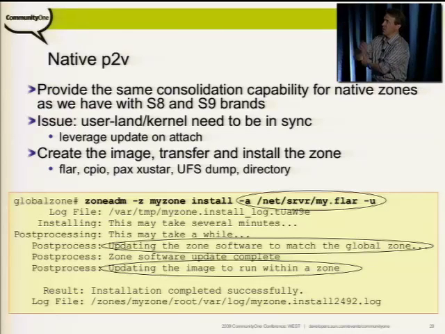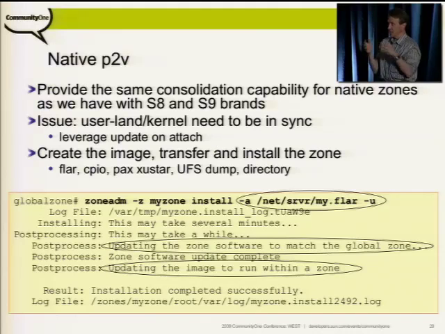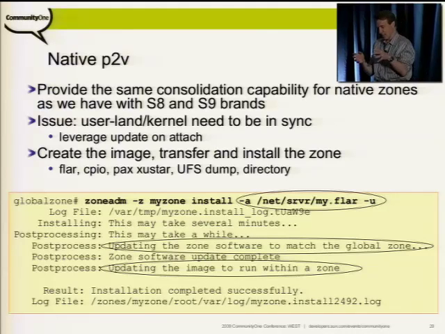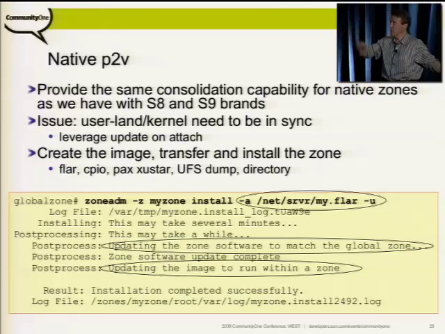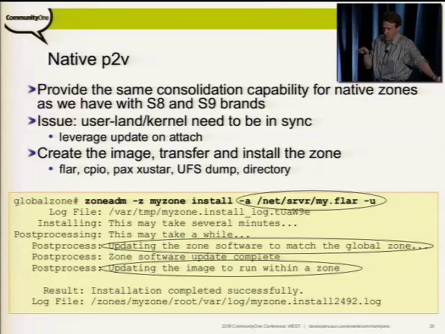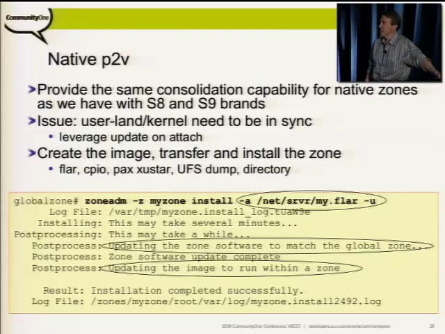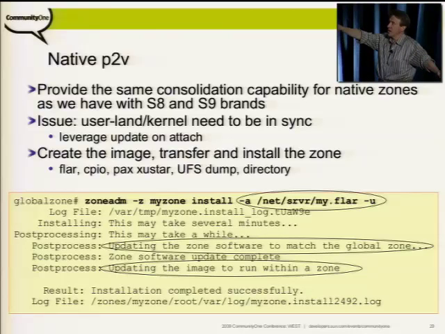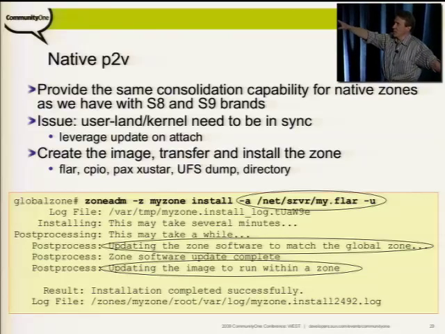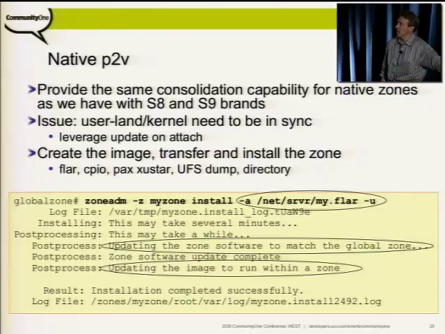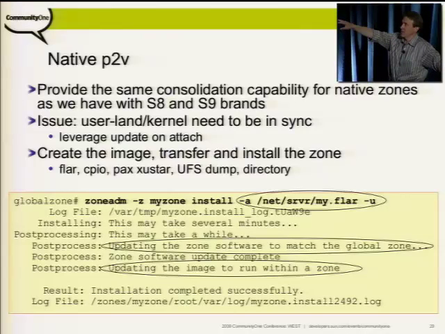So we actually leverage the update on attach work that we did as part of the P2V process. When you bring that image into a zone, we do an update on attach on it to essentially sync that system up to match the global zone. So it works a lot like that earlier example I was showing you with the S8 and S9 brands. Basically, you make your archive in whatever way you want, you bring it over, and then again, that example should look exactly like what we saw before, where you basically just give it the path to your archive, and it installs the archive into the zone, and then unconfigures it, and you're ready to go.